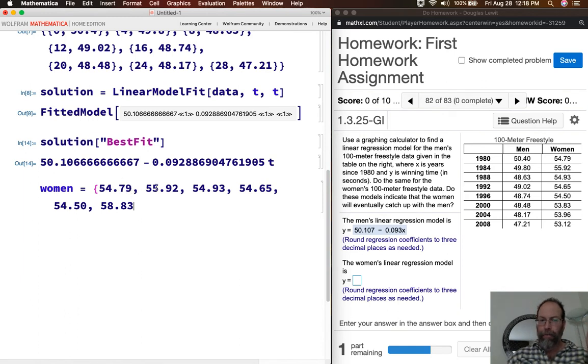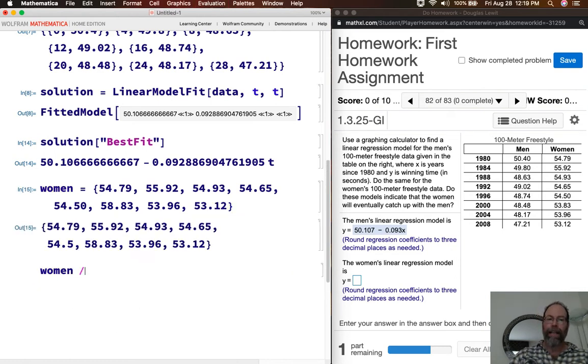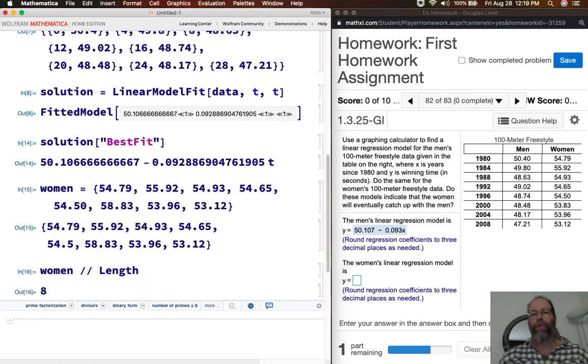54.79, 55.92, 54.93, 54.65, 54.50, 53.83, and 53.96, and 53.12. Let me make sure I have 8 scores. Okay, 8 scores. So I'm going to do the same thing again.